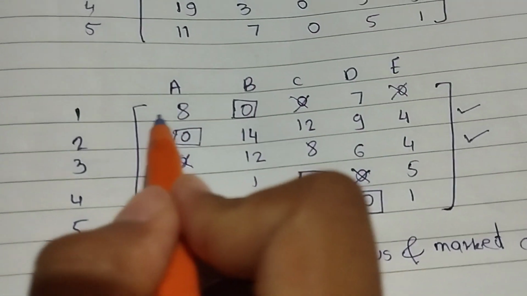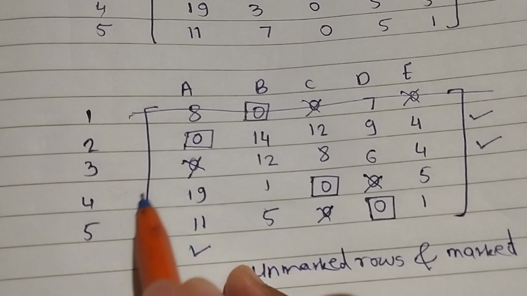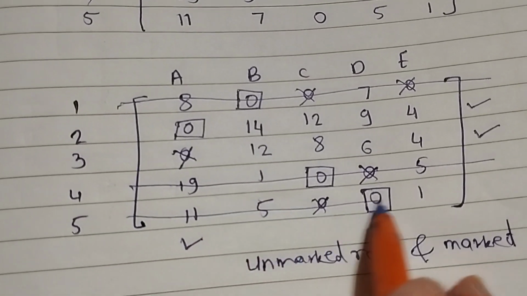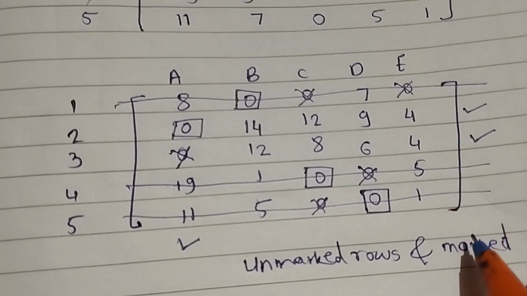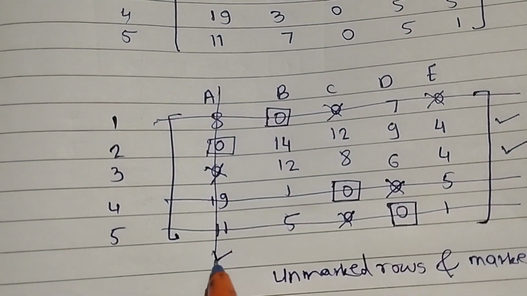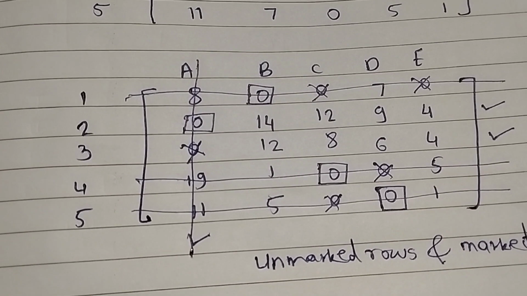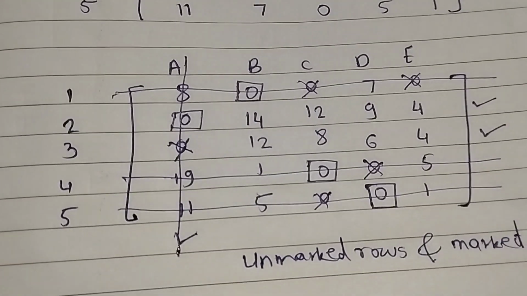Unmarked row. So the first row is unmarked. The fourth row is unmarked. And the fifth row is unmarked. Draw the lines for the unmarked row and marked column. So the first row is our marked column. The objective of drawing the lines is that all the zeros are covered by the lines.